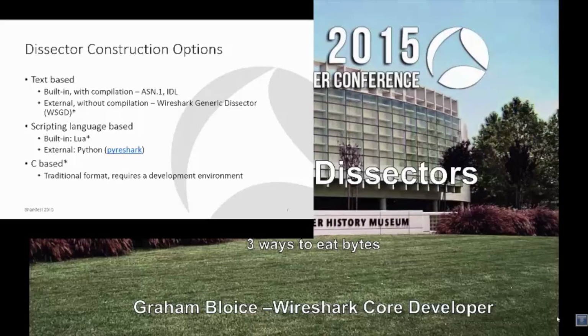And the other source of information about dissectors and other things in Wireshark is in the doc directory of the sources. There's readme.dissectors, readme.design, readme.other things, and there's a lot of great information in there as well.